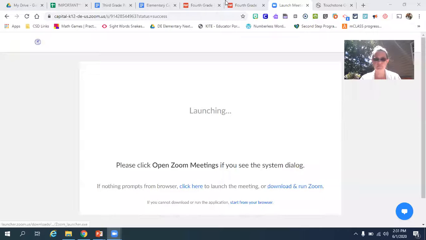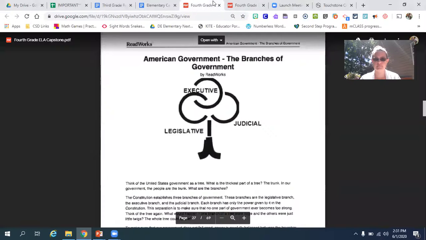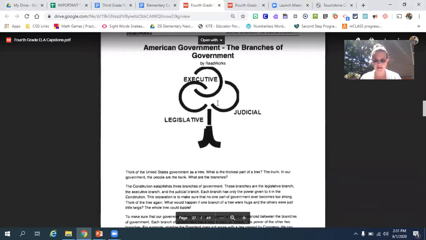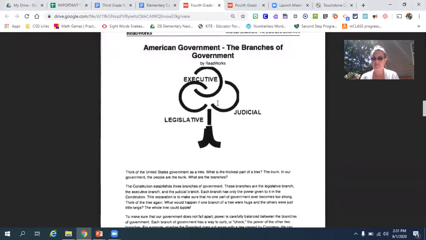So go ahead and find in your packet, so you can read along, the American government, the branches of government passage. And I'll display it on my screen for you also. Okay, so that's what it looks like. I'm going to read it through the first time, and it's just this one page. Then I just want you to listen, take it all in, and then you can listen to it a second time to take notes, okay?